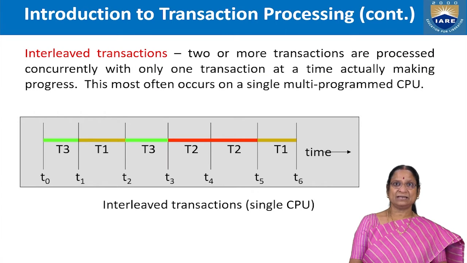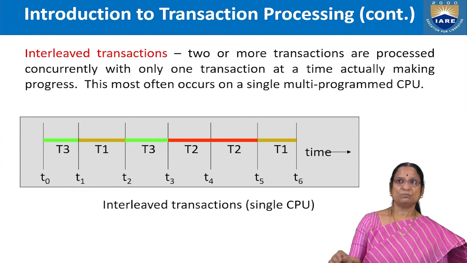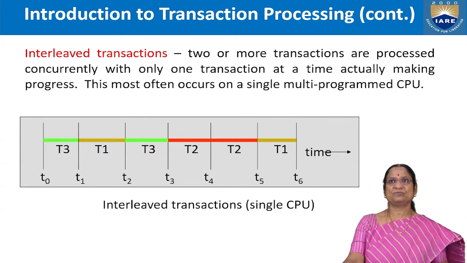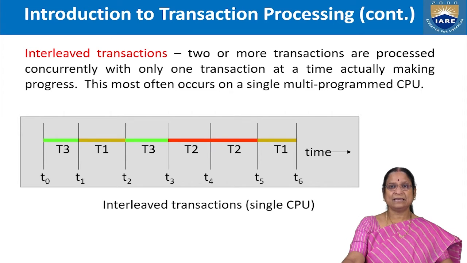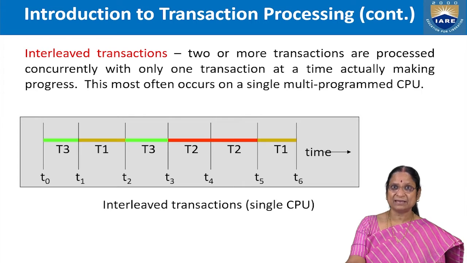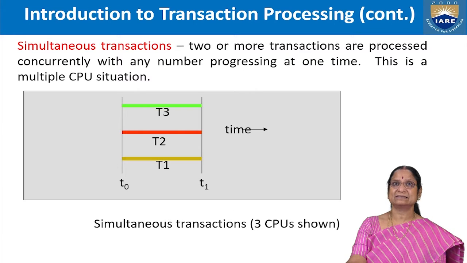Interleaved transaction, interleaved processing, I explained, is similar to that. Interleaving means two or more transactions are processed concurrently, with only one transaction at a time actually making progress. This most often occurs on a single multi-programming CPU. A single CPU will be there, but multiple programs are going to be processed. There, this type of interleaving of operations exists.